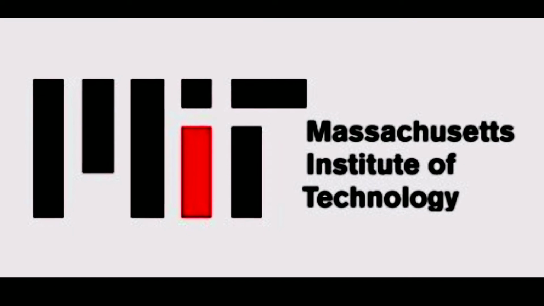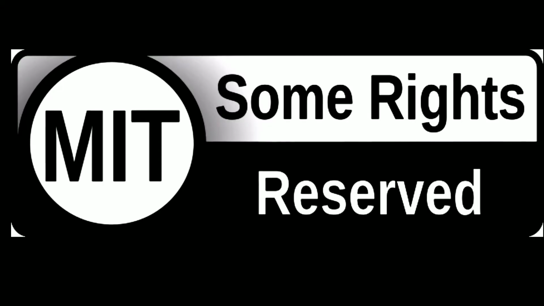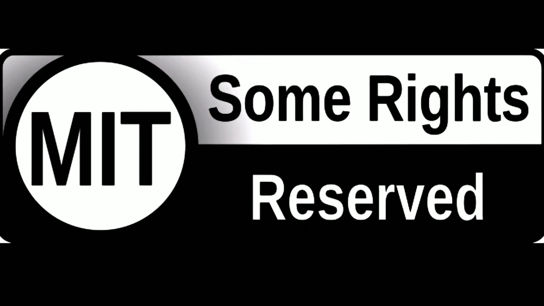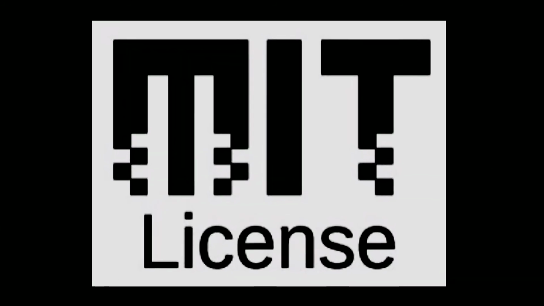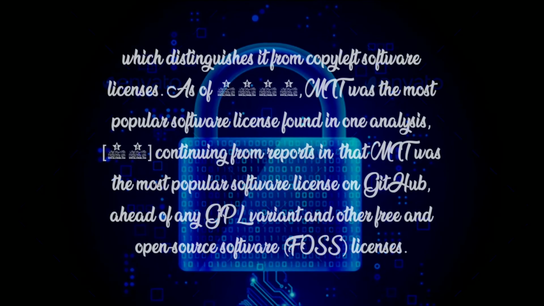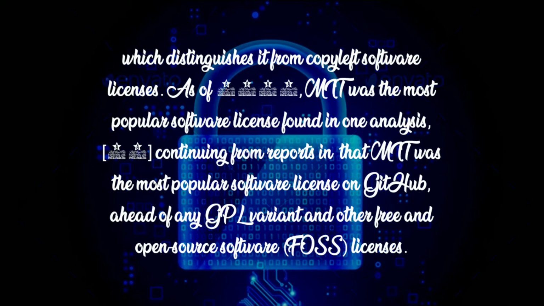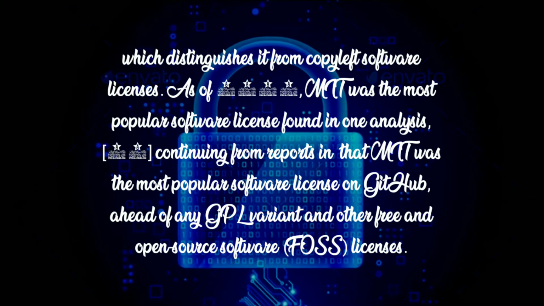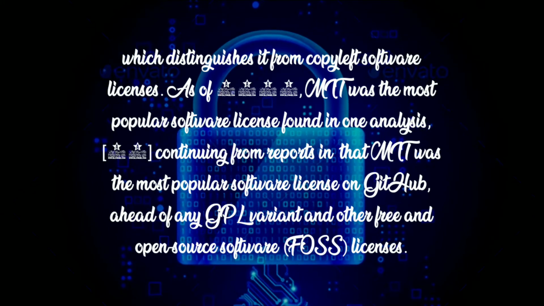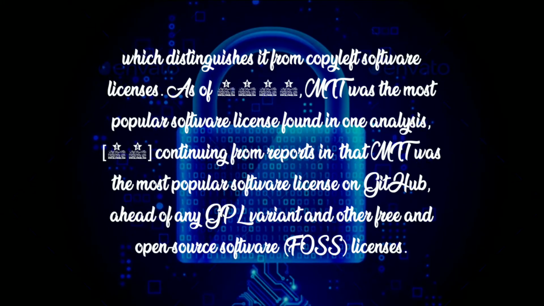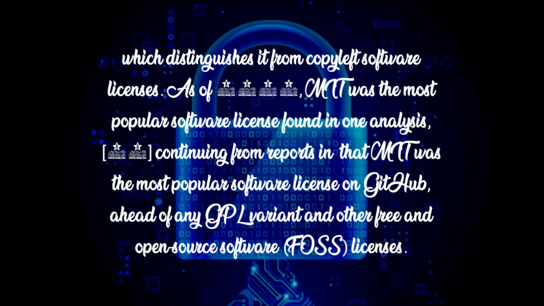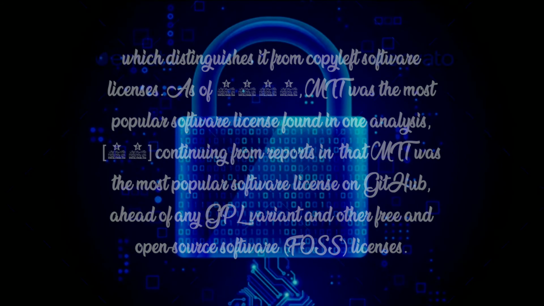The MIT license also permits reuse within proprietary software provided that all copies of licensed software include a copy of the MIT license terms and the copyright notice. MIT licensed software can be used within proprietary software, which distinguishes it from copyleft software licenses. As of 2020, MIT was the most popular software license found in one analysis, continuing from reports in 2015 that MIT was the most popular software license on GitHub, ahead of any GPL variant and other free and open source software licenses.